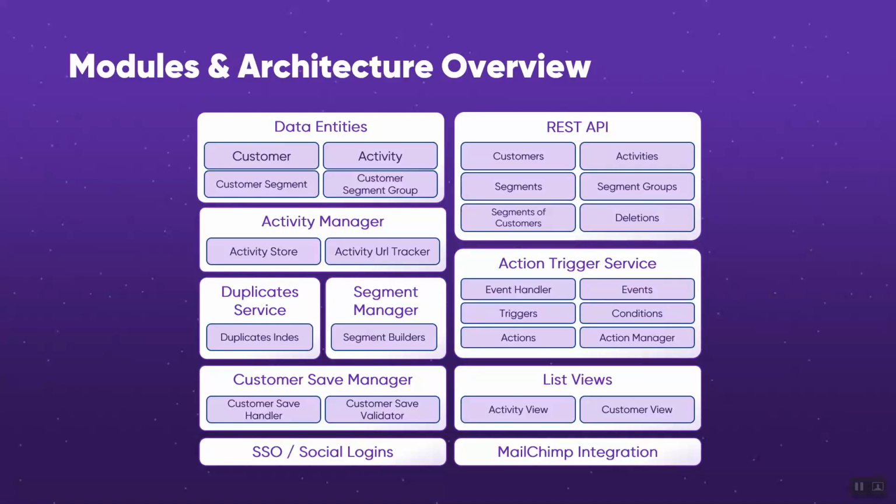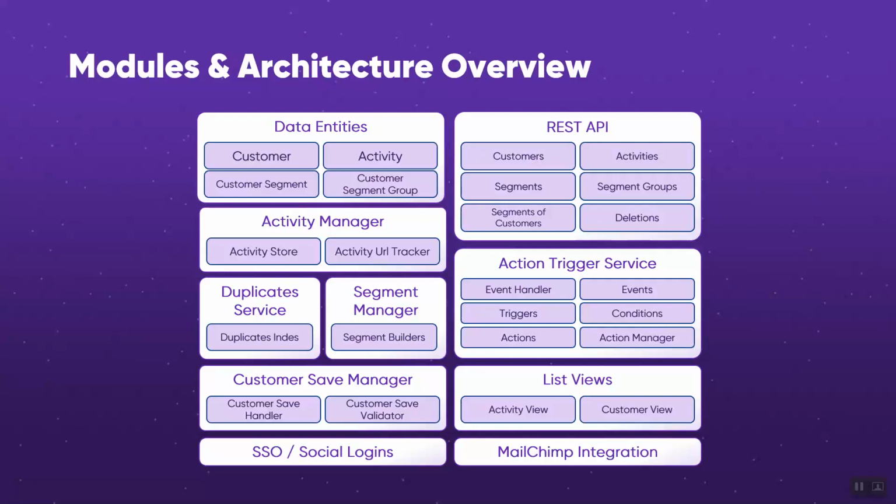The activity manager is responsible for managing all kinds of activities and also providing functionality for tracking activities and of course for reading all the activities. There we have the activity store, which is responsible for actually storing the activities to some data storage. And we have the activity URL tracker, which is a functionality that allows you to track activities just by providing a URL to a customer.